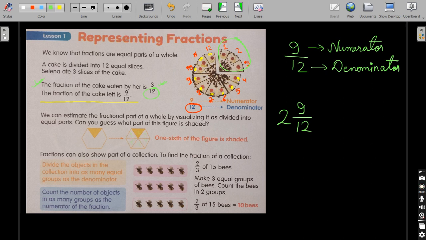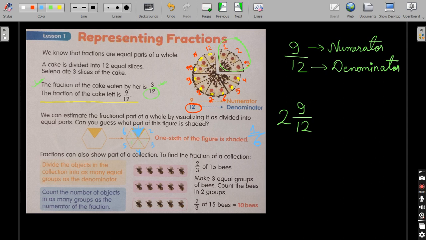I think it is not visible. Let me use a different color. So how many parts are there? 1, 2, 3, 4, 5, 6. 6 parts are there. Now, how many portions are shaded? Shaded is only one, as you are able to see here. There are 6 parts. How many portions are shaded? Only one. So how to represent it here? 1, because that is shaded, divided by the total number of boxes, which is 6. So 1 by 6 is the fraction that is shaded.